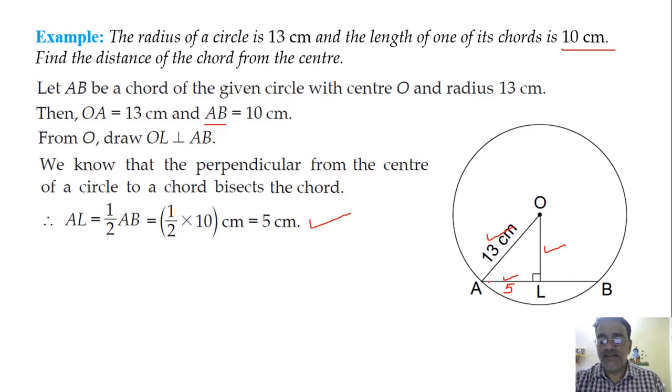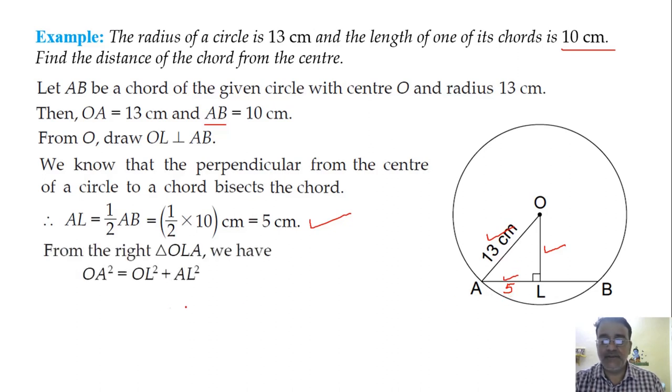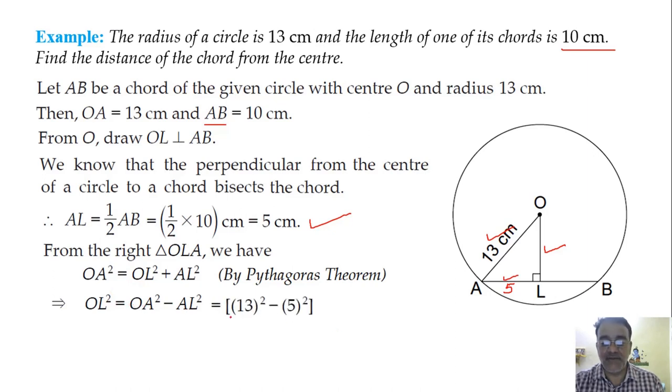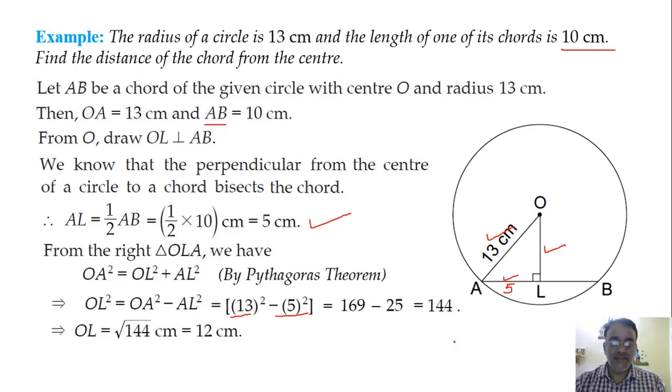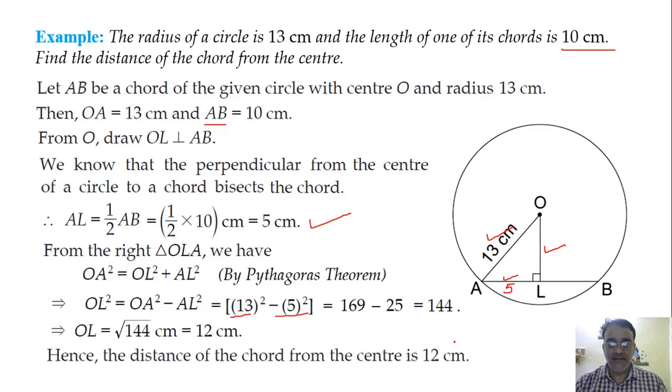OA square is OL square plus AL square. Very good. So we'll substitute OA square. OA is 13. OL निकालना है तो AL 5. Okay. So OL square will be equals to OA square minus AL square, that is 13 square minus 5 square, 169 minus 25. So we'll get 144. So what is the square root of 144? 12. 12, right. So the distance of the chord from the center is 12, right?